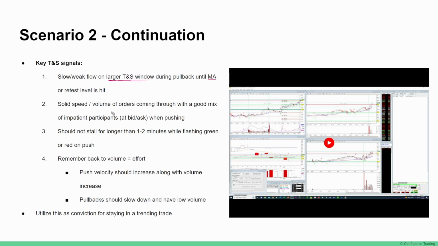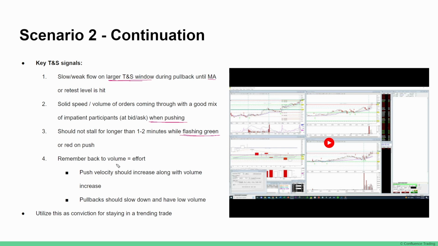The second thing you want to see is good solid speed and volume of orders coming through when you push. Okay, so as you push away in price on that second move up, you should see a lot of orders hitting the ask, which means people are entering on market orders because they're impatient, they're FOMOing, they're trying to get into the move. What you should not see is anything from our first scenario. So you don't want price to be stalling longer than 1 to 2 minutes while you see a flash of green or even blue orders if you're moving up, or red or yellow orders when you push down.